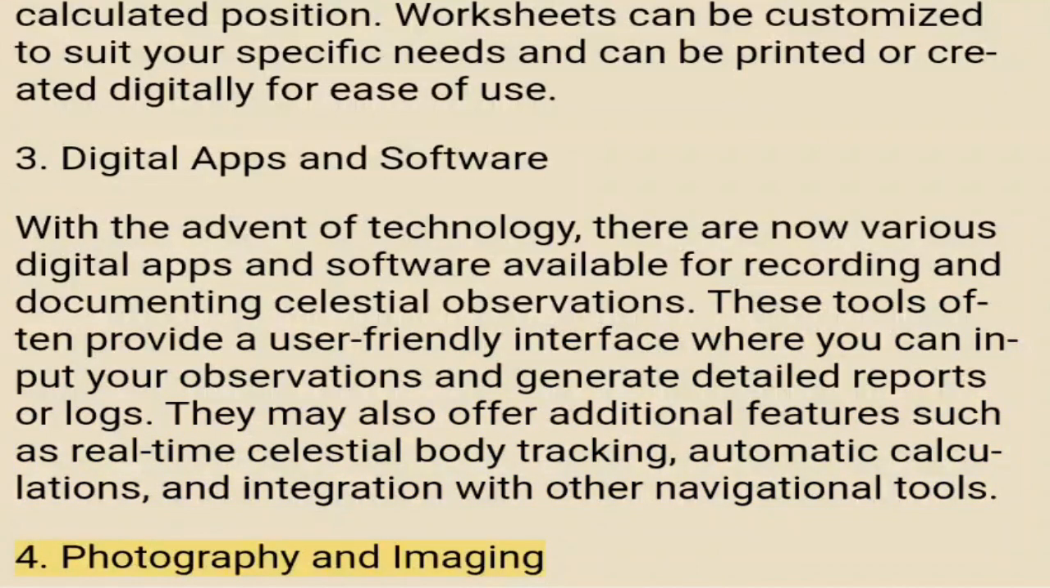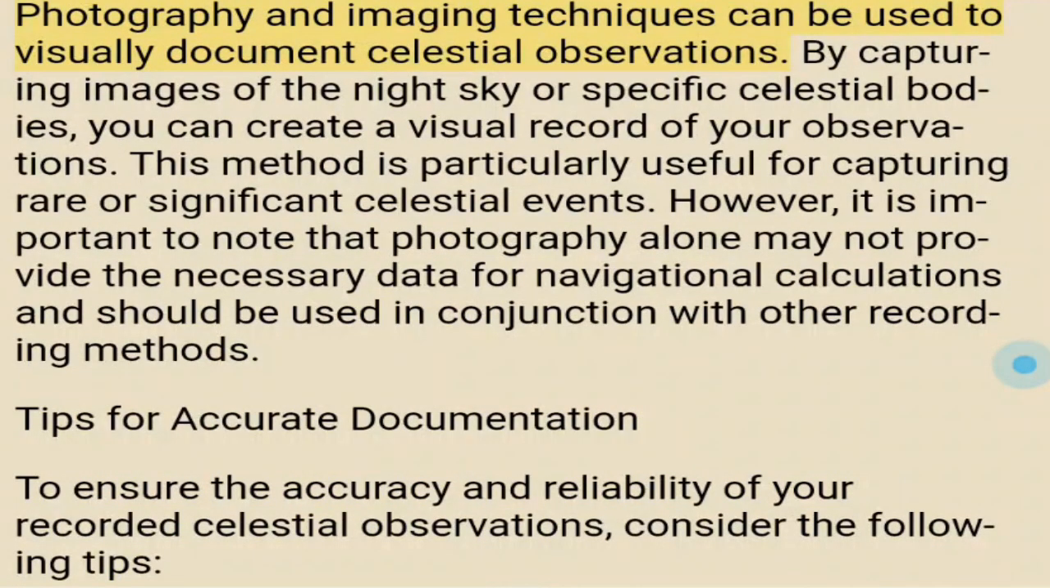4. Photography and imaging. Photography and imaging techniques can be used to visually document celestial observations. By capturing images of the night sky or specific celestial bodies, you can create a visual record of your observations. This method is particularly useful for capturing rare or significant celestial events. However, it is important to note that photography alone may not provide the necessary data for navigational calculations and should be used in conjunction with other recording methods.